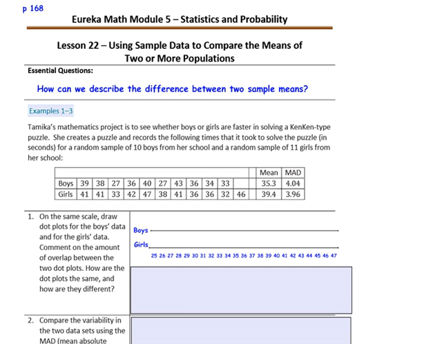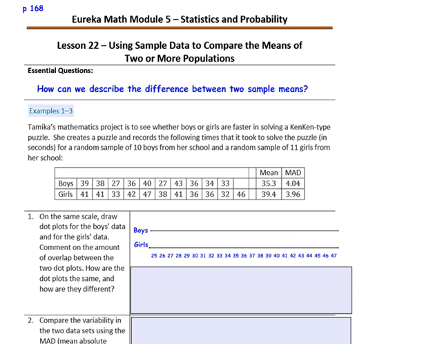Tanika's math project is to see whether boys or girls are faster in solving a KenKen type puzzle. She creates a puzzle and records the following times that it took to solve the puzzle, in seconds, for a random sample of 10 boys from her school and a random sample of 11 girls from her school. On the same scale, draw dot plots for the boys' data and for the girls' data. Comment on the amount of overlap between the two dot plots. How are the dot plots the same? How are they different?